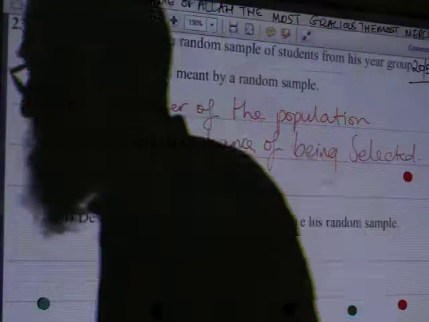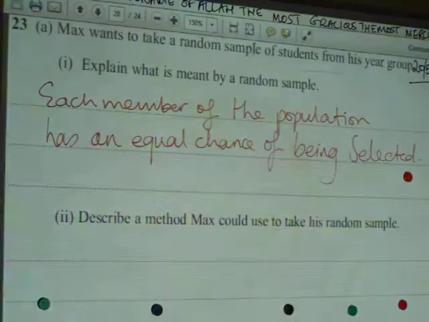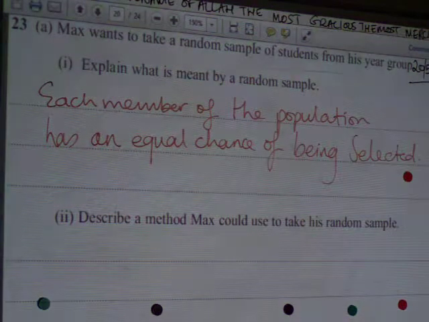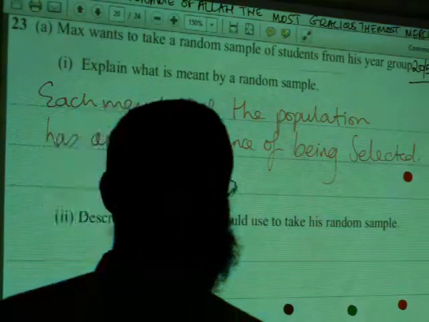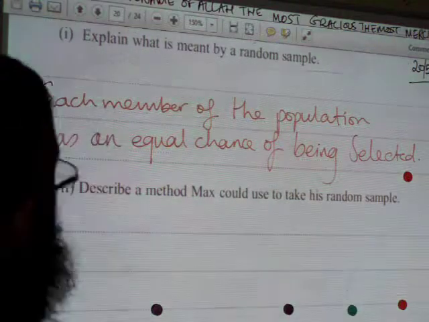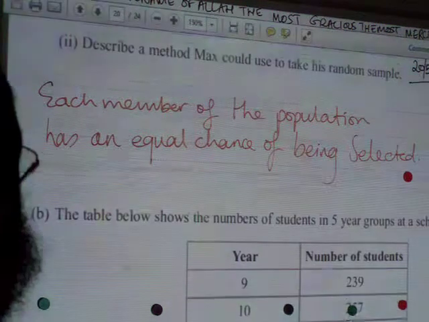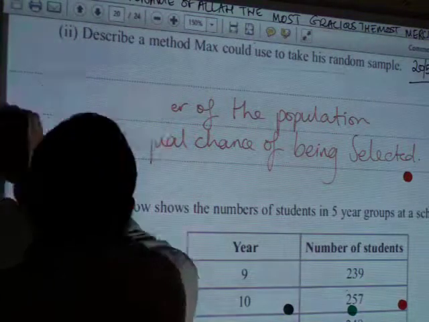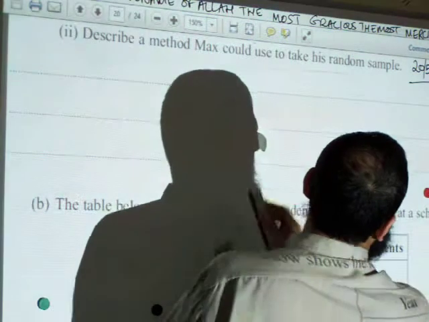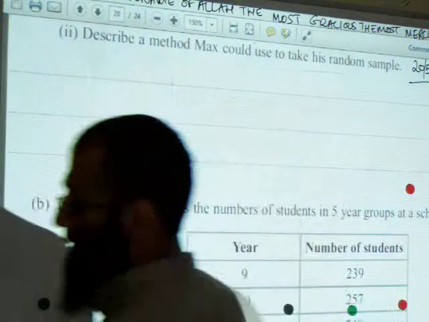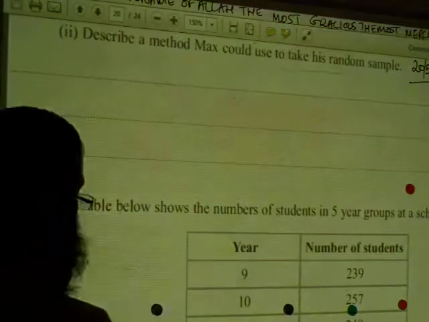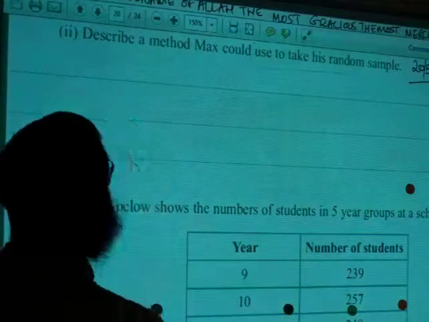Let's try this new one. Okay, you got that? Right, describe a method Max could use to take his random sample. So he's doing it for a year group, isn't he? Okay, describe a method Max could use to take his random sample. So what could Max do?